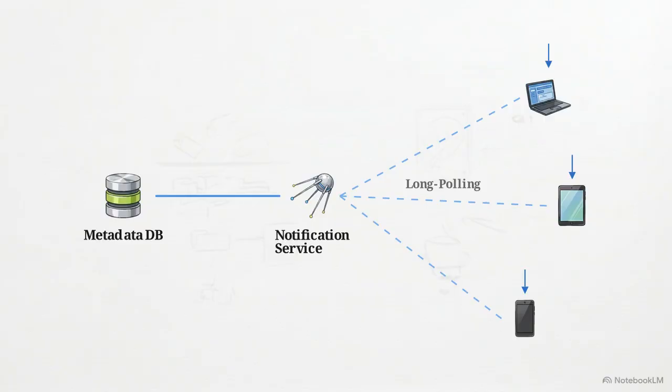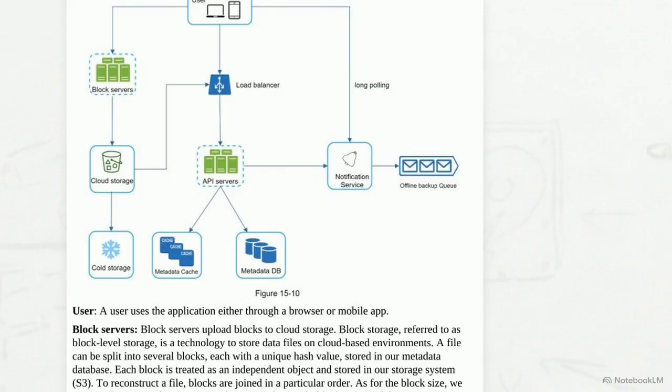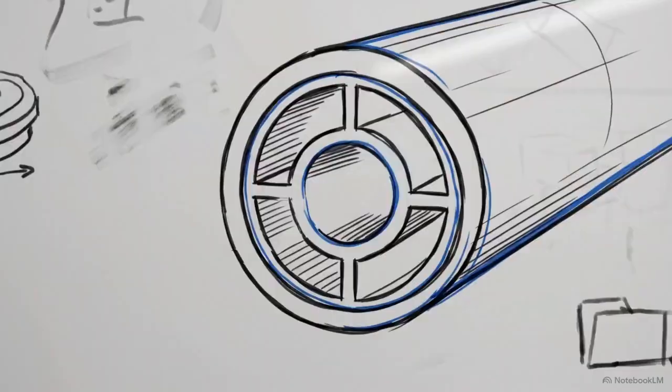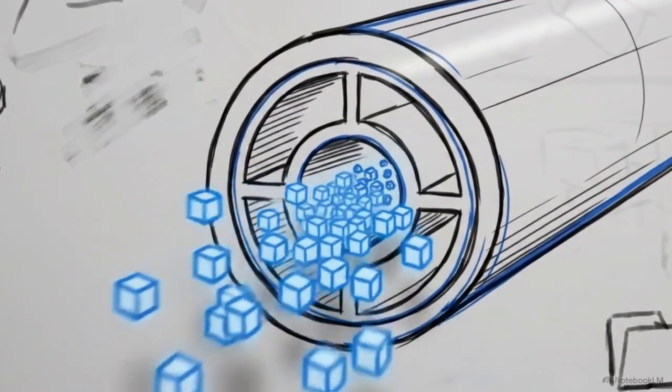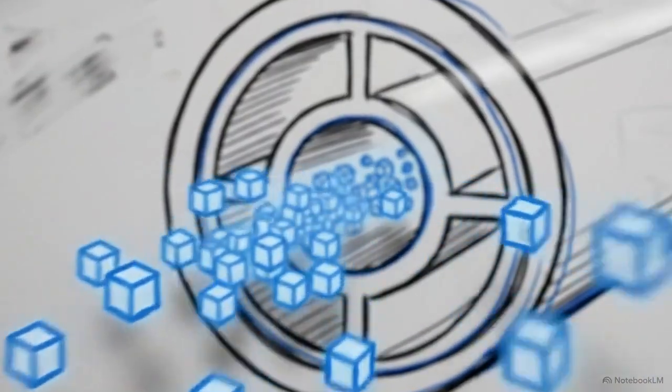In reality, mobile devices drop off the network constantly. A phone might power down or enter a subway dead zone exactly when an update triggers. To handle this, the system routes pending sync events into an offline backup queue. The queue holds the update instructions safely until the client regains network access and reconnects. Relentless asynchronous event queues push and pull these block updates in the background, guaranteeing eventual consistency across all devices.